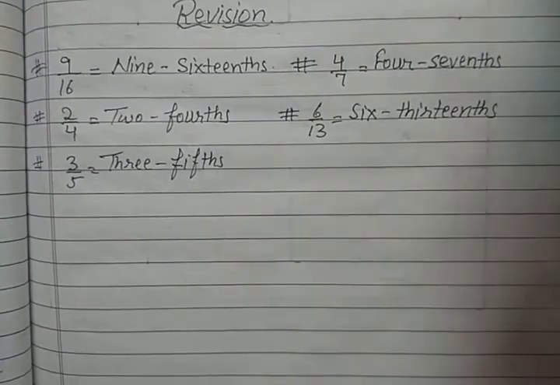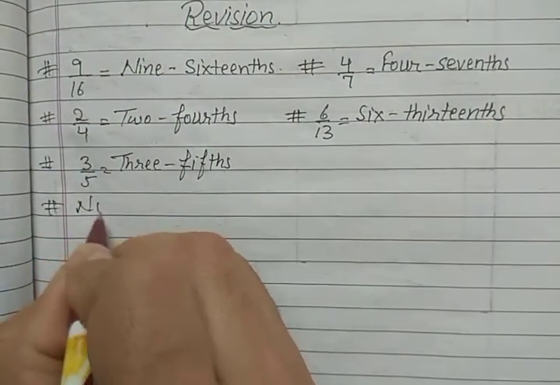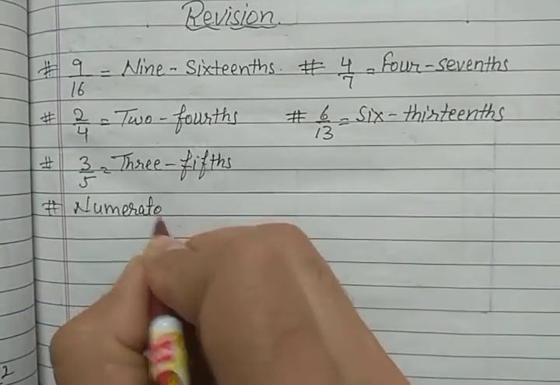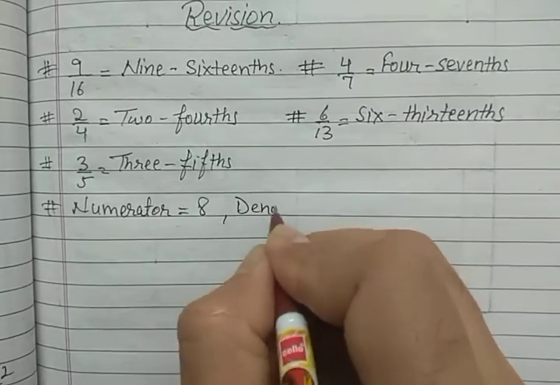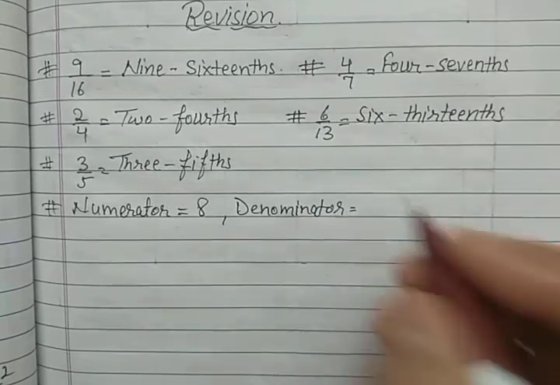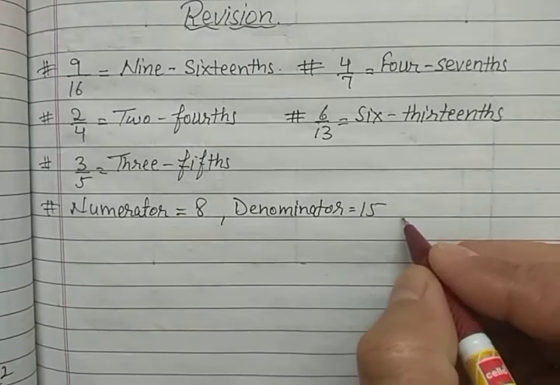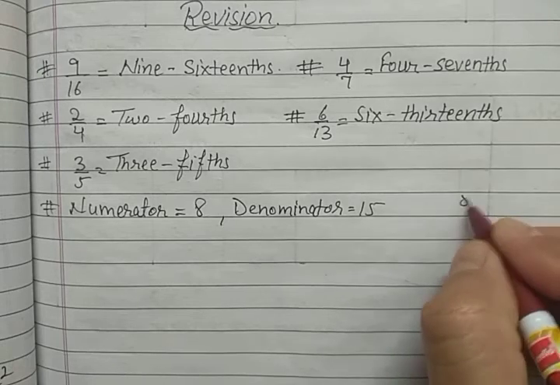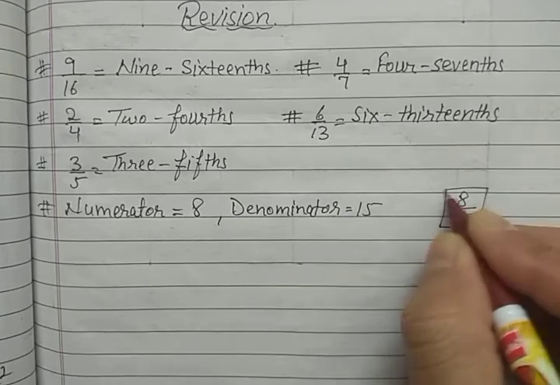Let us take few examples. Suppose numerator is given, numerator is 8 and denominator is suppose 15. So what will be the fraction? So fraction will be, क्या होगा fraction? That is numerator हम ऊपर लिखेंगे and denominator हमारा नीचे आएगा. So this will be the fraction, right?